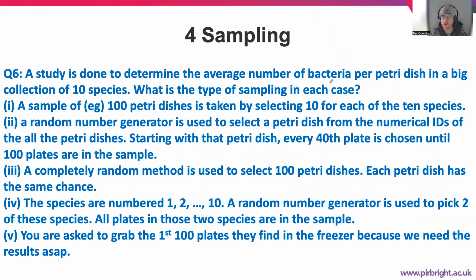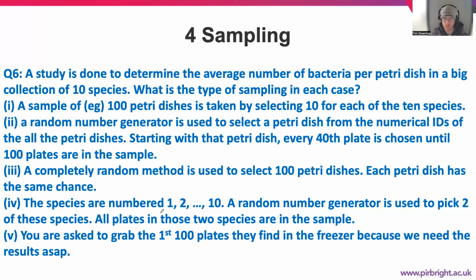We're looking at a study looking at the number of bacteria per petri dish in a big collection of 10 species. What is the type of sampling in each of these cases? One, you take 100 petri dishes by selecting 10 for each of 10 species. Two, you use a random number generator to select a petri dish with the numerical IDs of all the petri dishes. Starting with that petri dish, every 40th plate is chosen until the 100 plates are in the sample. Three, a completely random method is used to select 100 petri dishes. Each petri dish has the same chance.